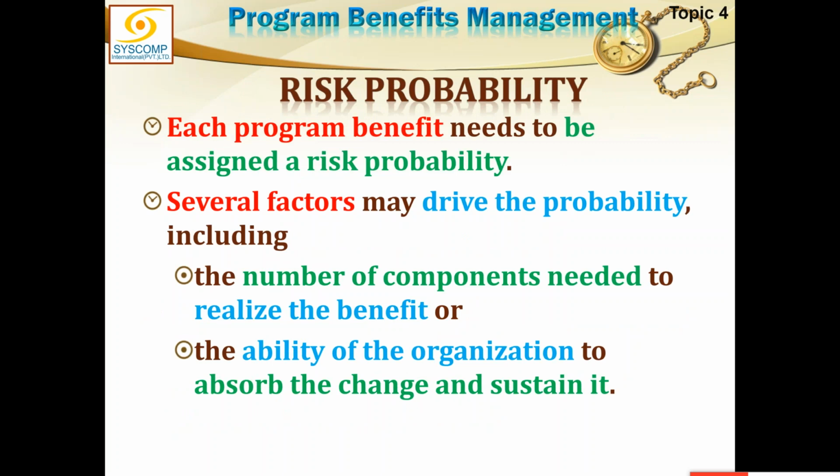Risk probability: each program benefit needs to be assigned a risk probability. So every benefit you must look at with a perspective of doubt, a caution. What if this specific benefit, not the overall benefit, but a specific benefit, is not achieved? What will be the impact on the organizational strategy or the goals and objectives? Several factors may drive the probability, including the number of components needed to realize the benefit and the ability of the organization to absorb the change and sustain it.